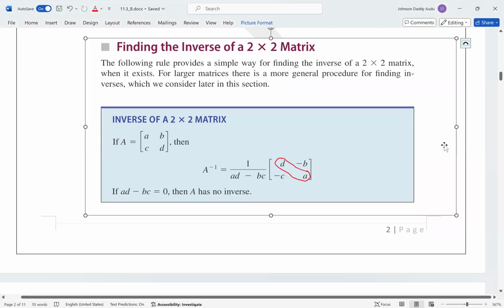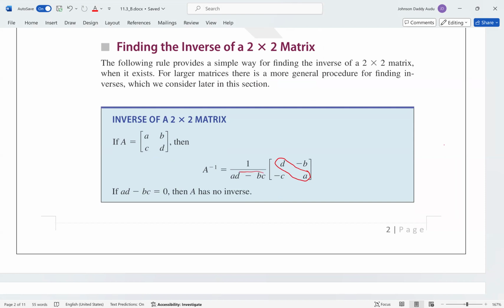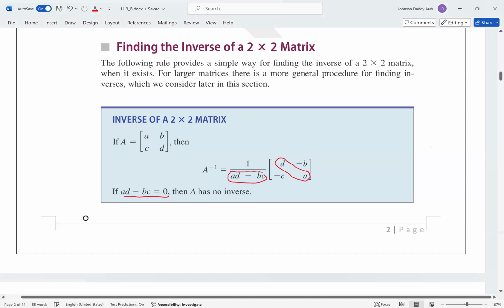So now, is it always possible to find the inverse of a matrix? Sometimes it's not possible, so it depends on the determinant. As you can see, what is AD minus BC? This just represents the determinant. So if the determinant is equal to 0, you see that there will be no inverse.